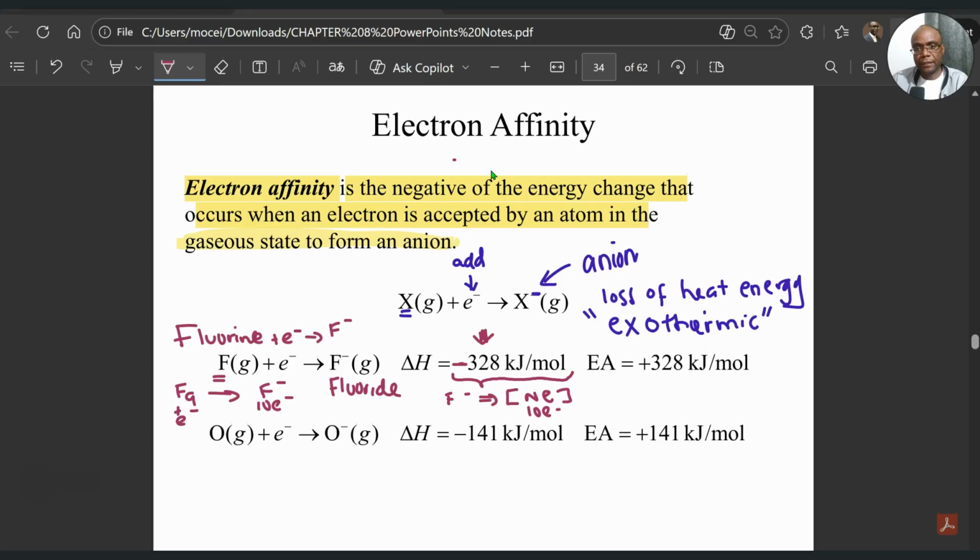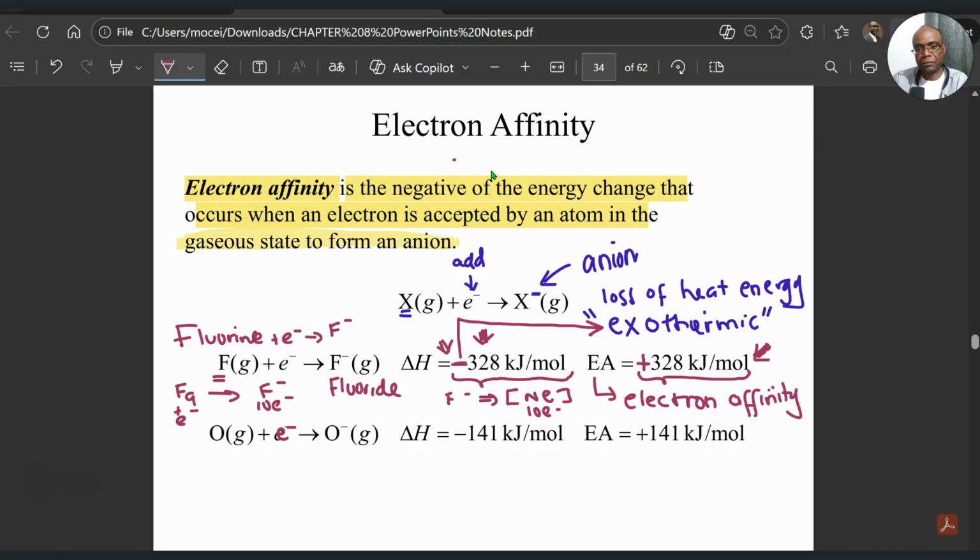So if this is the amount of heat energy lost, denoted by the negative sign, meaning heat lost, an exothermic process, the positive value of this heat loss is what is going to be the electron affinity. So we can conclude that the more positive the electron affinity value is, the higher the affinity for an electron an atom has. Okay? So compare fluorine and oxygen.